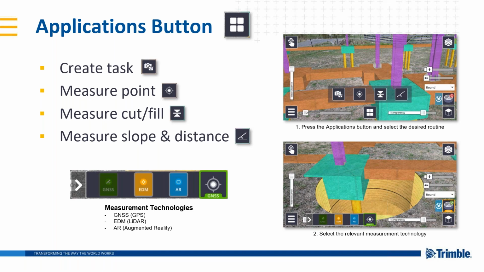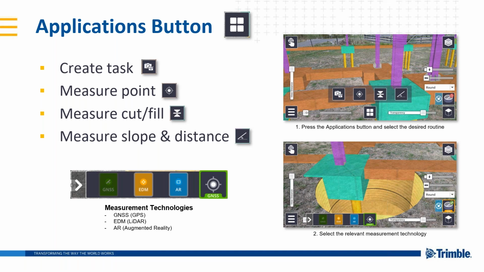And then the next three, measure point, measure cut fill, and measure slope and distance, those routines allow you to collect additional data or collect new data using the SiteVision system. So measure point, as is probably quite obvious, allows you to measure a new point.